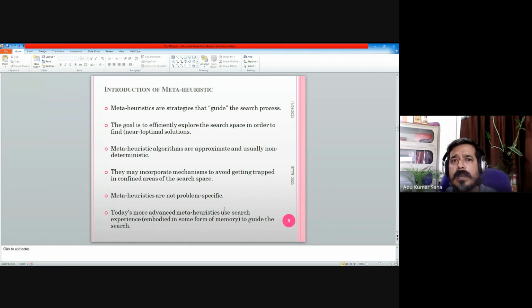I already told you that traditional optimization algorithms have a huge problem: they often get trapped into local optima. In metaheuristic, we use some mechanisms so that we can come out of that local optima and avoid getting trapped. Another point is that metaheuristics are not problem specific. You can solve every type of optimization problem, like binary, continuous, discrete, and multi-objective optimization problems. There is one solution, metaheuristic. You can solve any type of optimization problem by metaheuristic techniques.